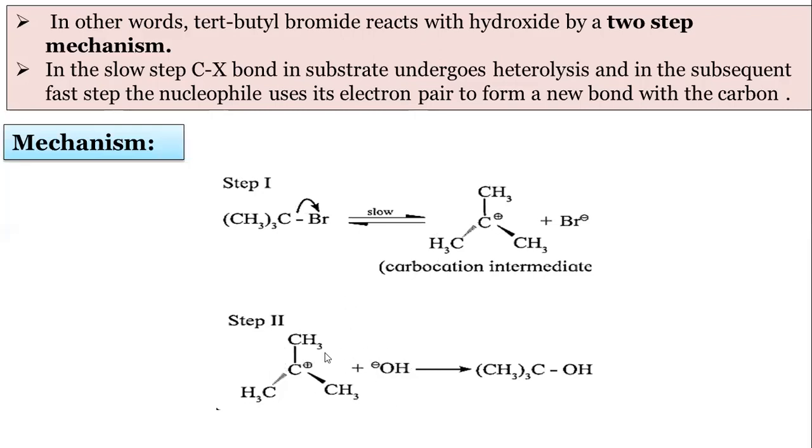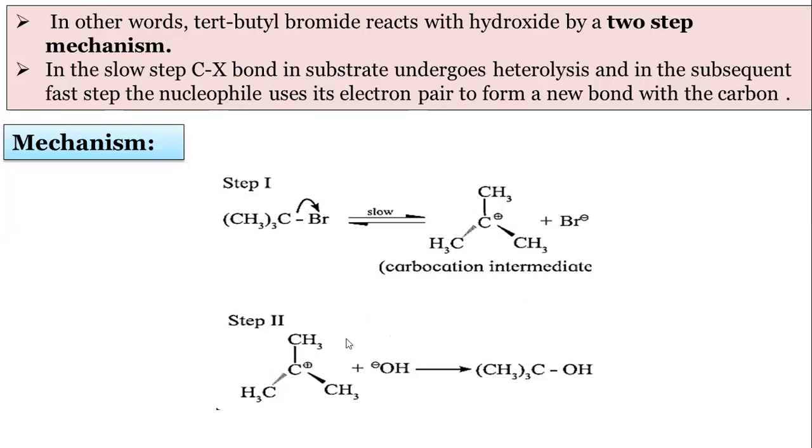Now there is no bromine here, so the OH minus can be attacked from this side also, below, from the right-hand side, from the left-hand side, from any side. So backside attack is not there. Remember, in the SN2 reaction, backside attack is there because bromine is on one side. In this reaction, bromine is already removed.